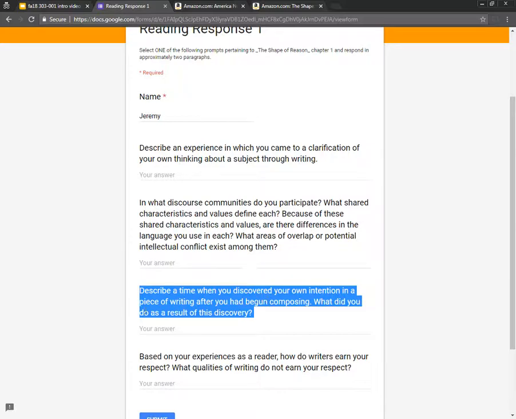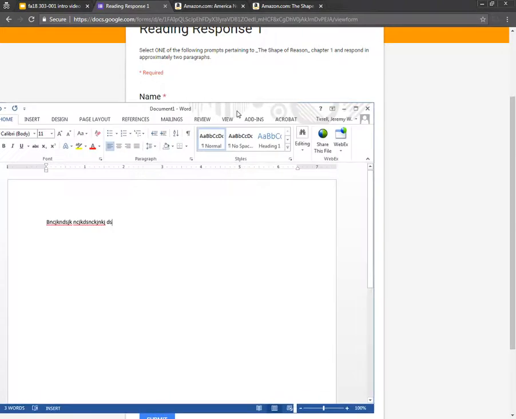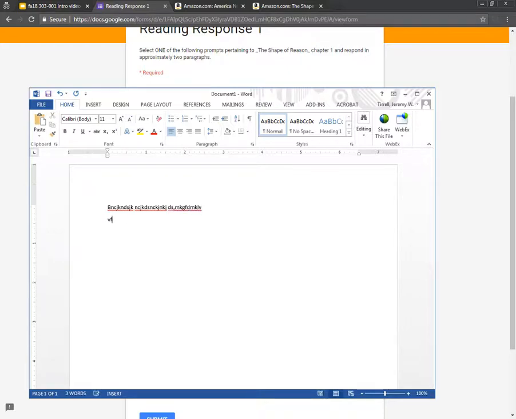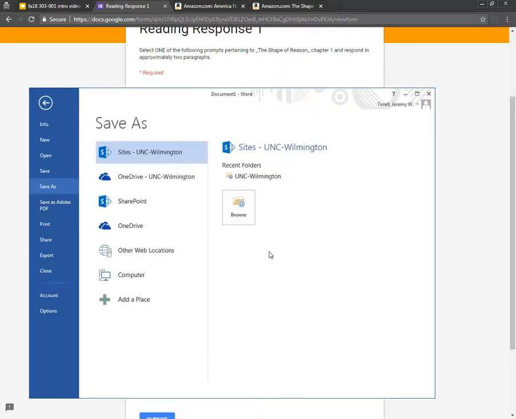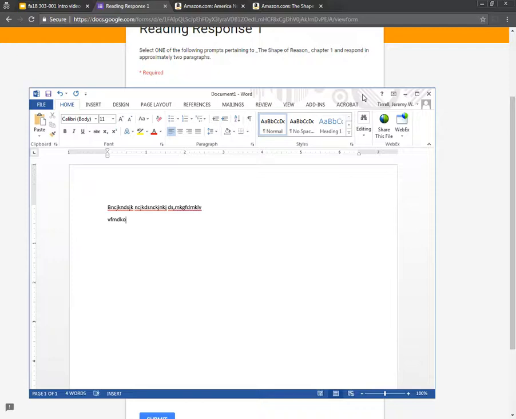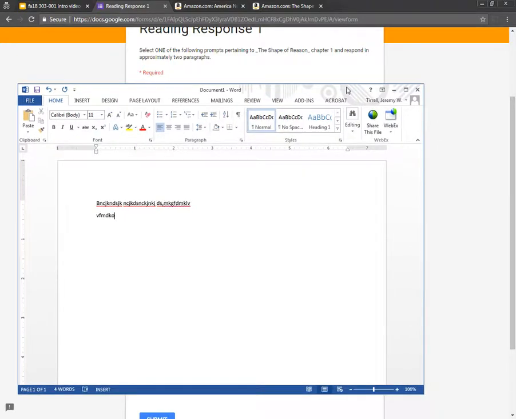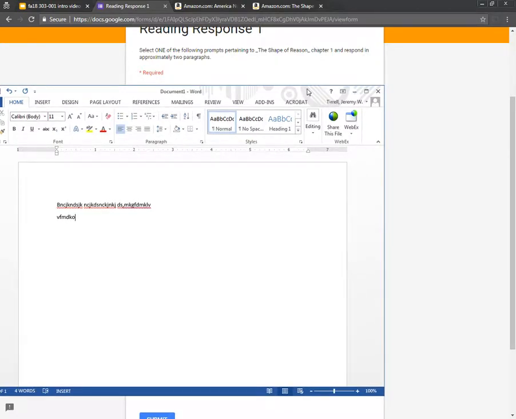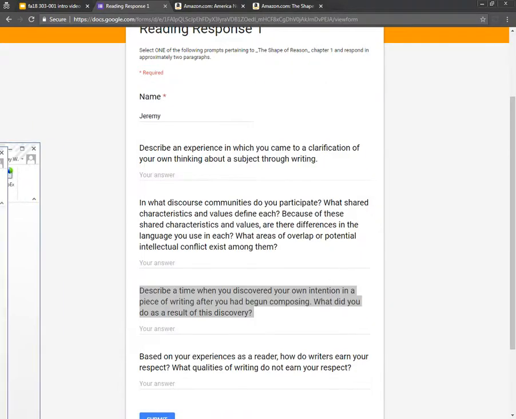What did you do as a result of this discovery? I'm going to pick one of those. I'm going to compose here. And then, of course, I'm going to save as I go, just in case there are any problems. As you know, being a UNCW student, the power blitzes here, usually at the end of the semester. So save as you go, and then just ultimately copy and paste it over.